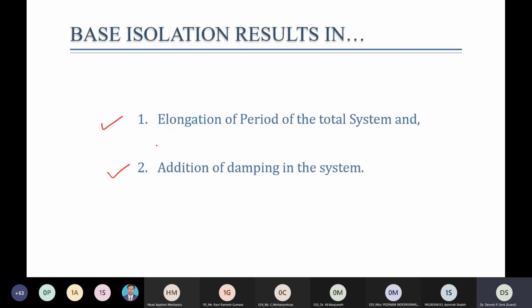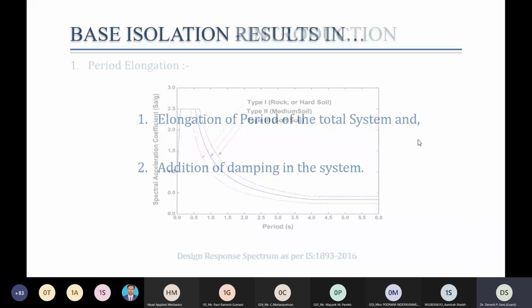As we discussed, because of the flexibility of the isolation layer, the fundamental period increases. In addition to this, the isolation system has its inherent damping, and this damping helps in reducing the seismic response. So the base isolation works on two fronts: one is period elongation and the second is addition of damping in this system. So let us see how the period elongation works.